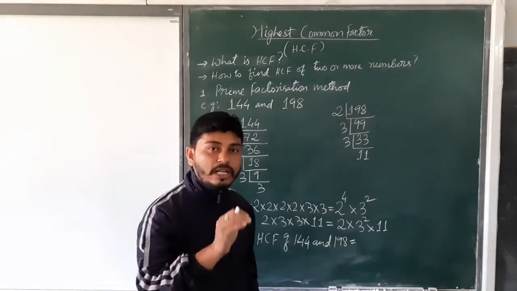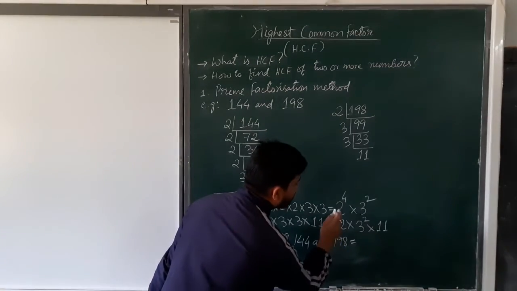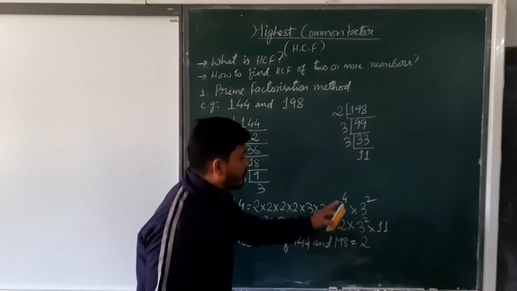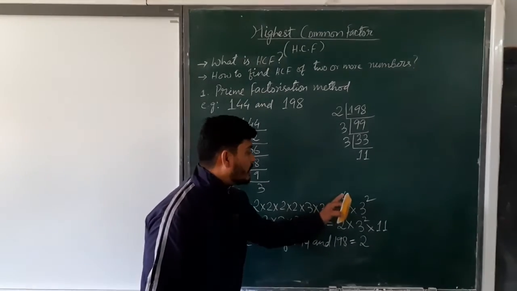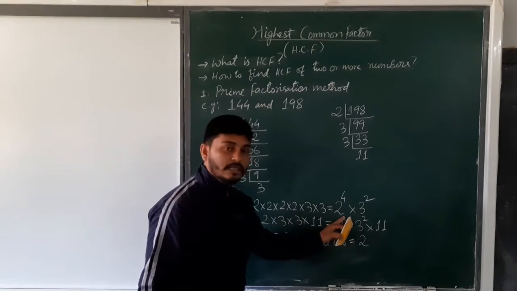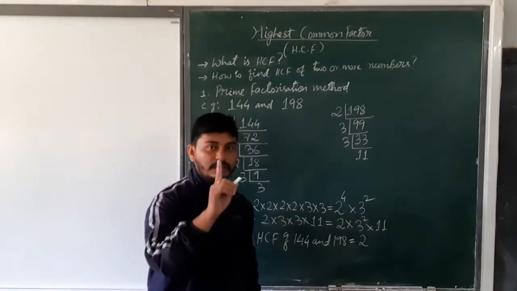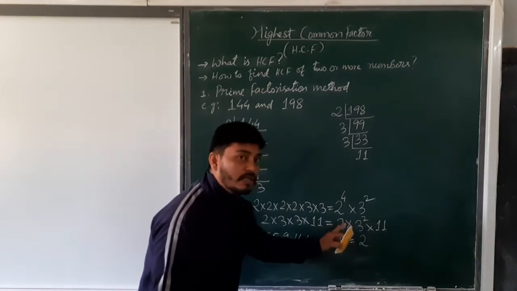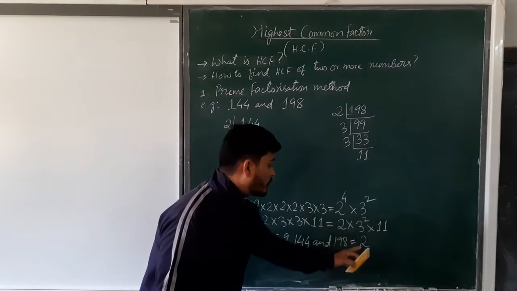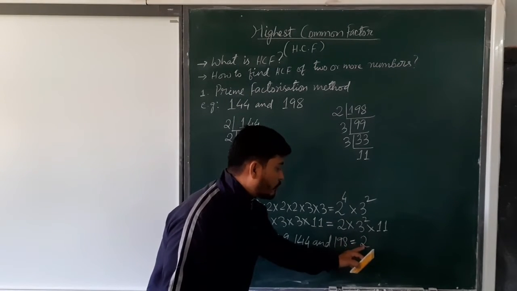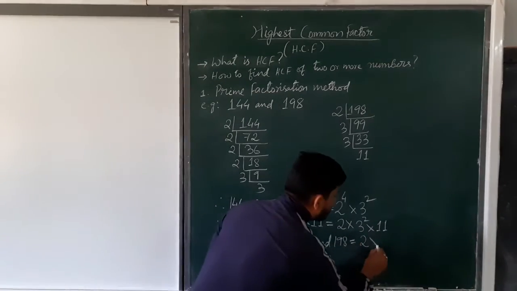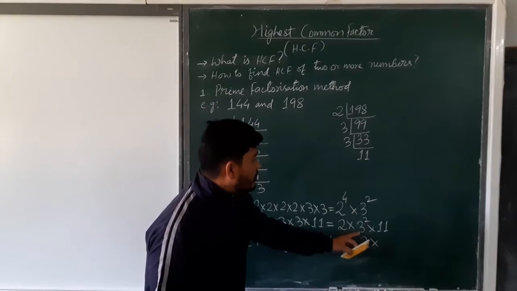Least means smallest power. So here you see, since the factor 2 is common, I will write 2, and then we will check the power. Here the power of 2 is 4, and here the power of 2 is 1. Nothing is there means it is 1. So which is the smallest, 4 or 1? As we all know, 1 is smaller than 4, so the factor 2 with least power we have to take. So I am taking 2. Then multiplied with the next common factor, 3.